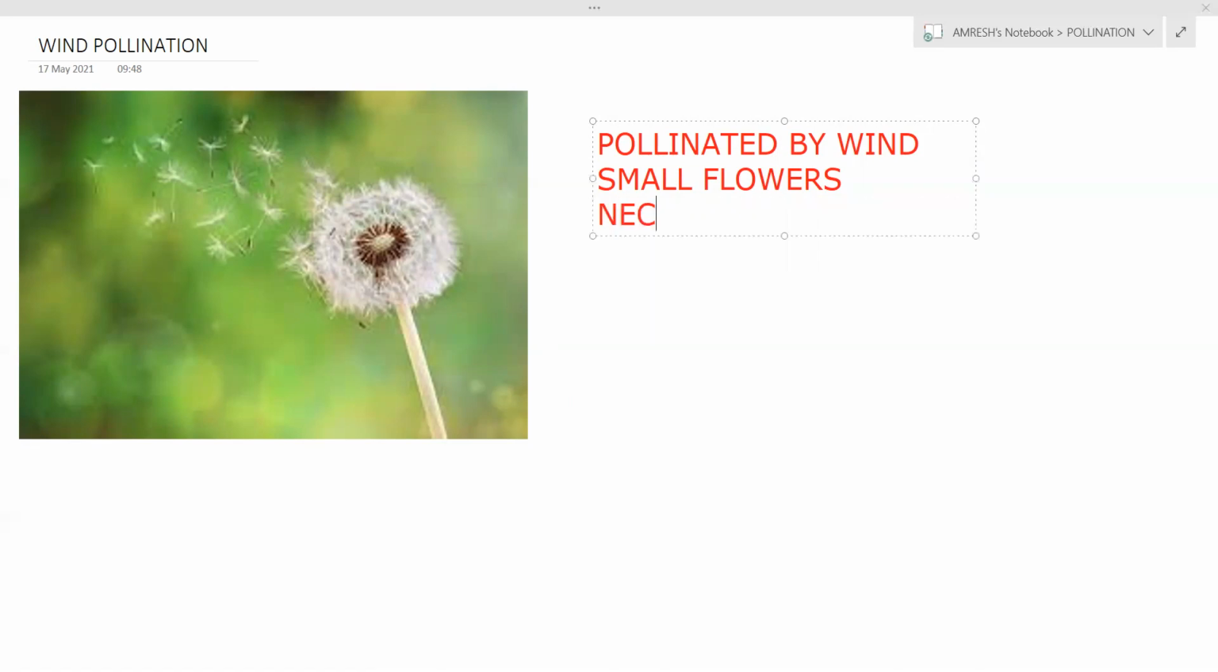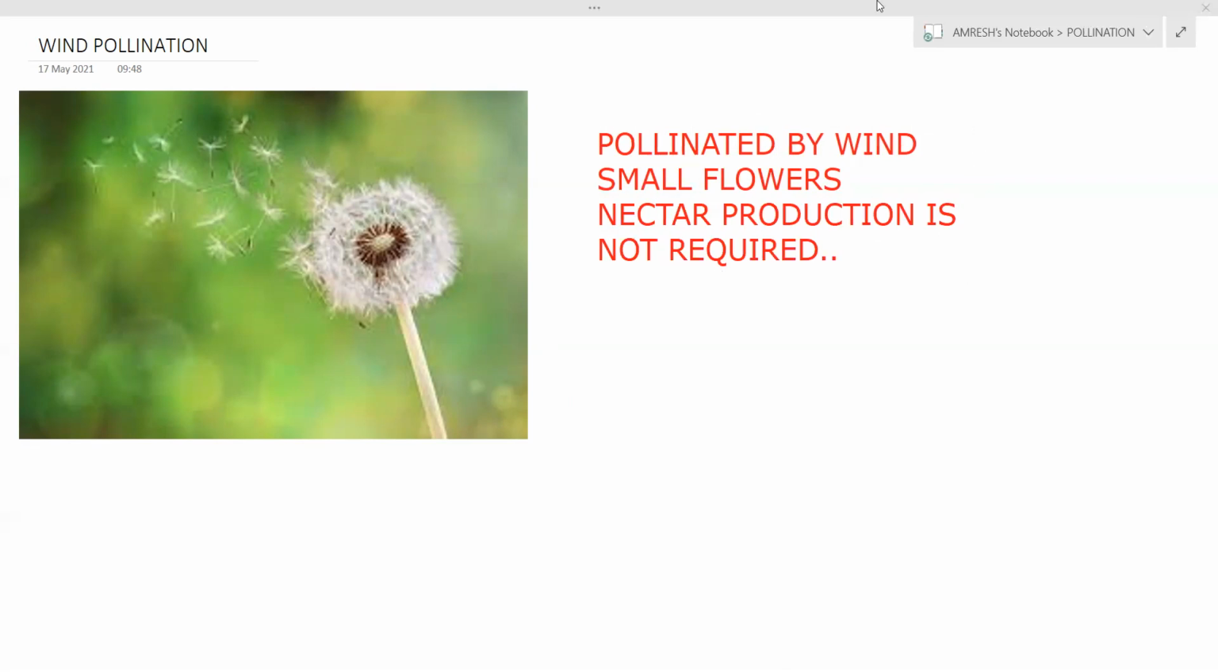So nectar is not produced. Nectar production is not required for a wind pollinated flower. This is all about wind pollination.